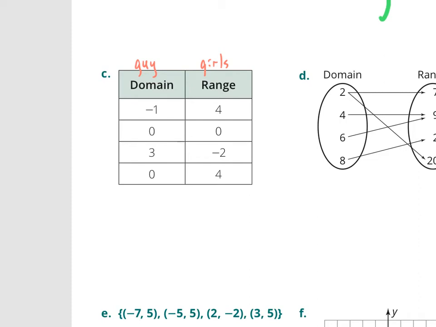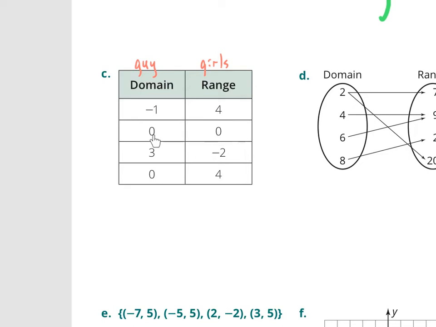We're not worried about it. I'm just trying to get you to understand that every X can only match up with one Y. So every guy can only match up with one girl. So if I look at this, this guy, -1, went on a date with this girl named 4. That's okay. This guy named 0 went on a date with a girl also named 0.